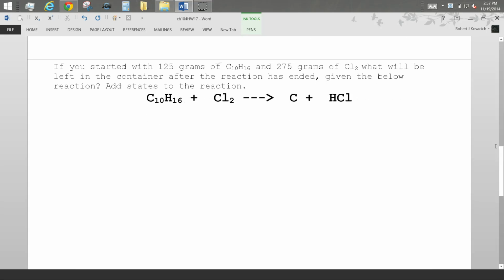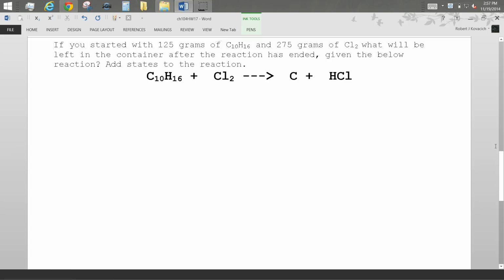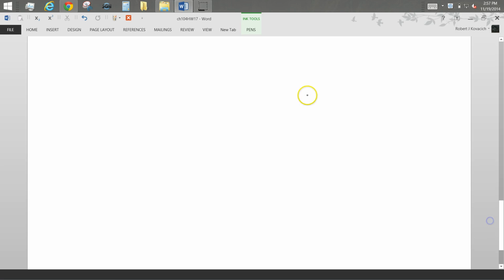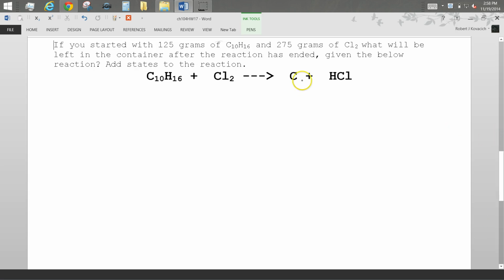Before we get started with the calculations for this next one, let's talk a little bit about this equation. Do you know states for some of these things up here? What do you know right off the bat? You should know this one right here is a solid, because it's just carbon, and carbon's a solid on the periodic table. And this is chlorine gas, because chlorine is a gas on the periodic table. And then the last one?